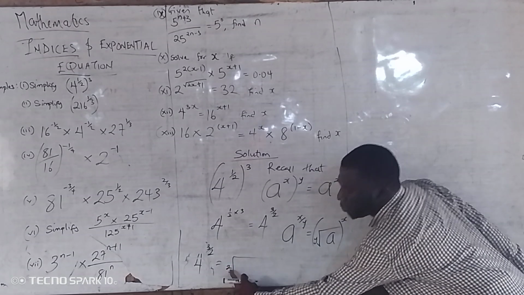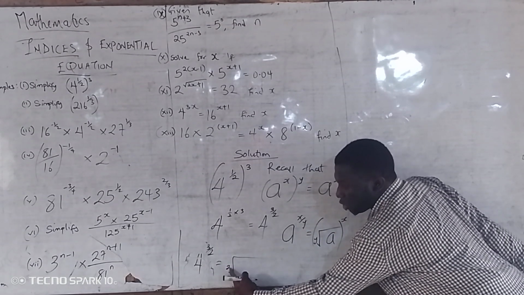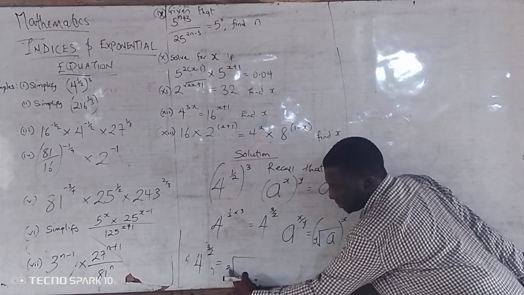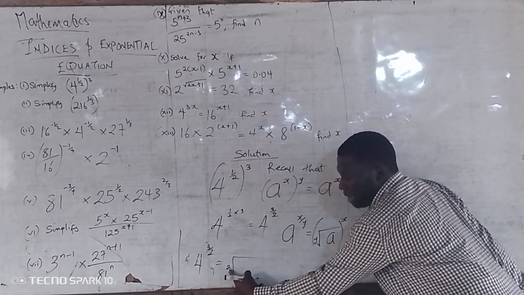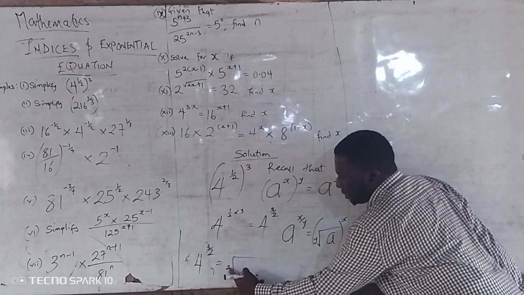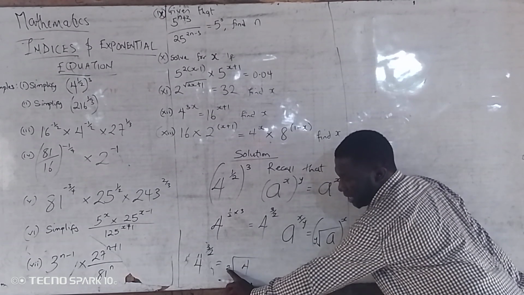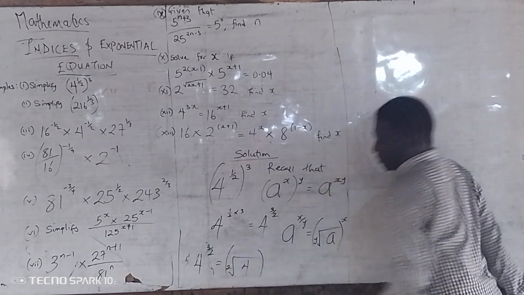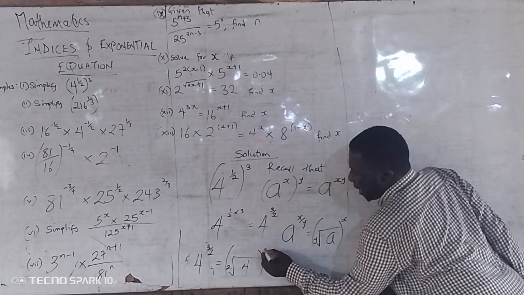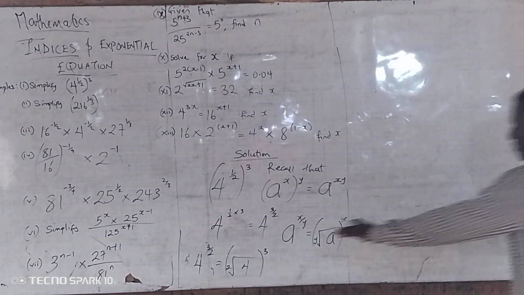of 4. You don't necessarily need to put this 2. When it is 2, it's not necessary that you put the 2, but I'm just putting it for your consciousness. It's meant to be invisible, but I'm just putting it. But for other numbers, they must be there. It's only 2 that is not necessary. Now you put the 3 as power. So we have expressed this.